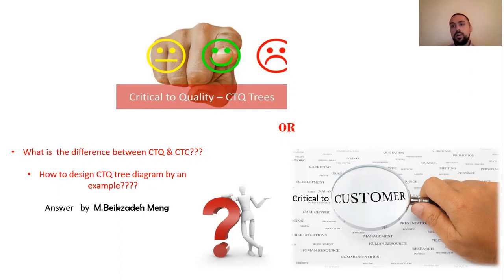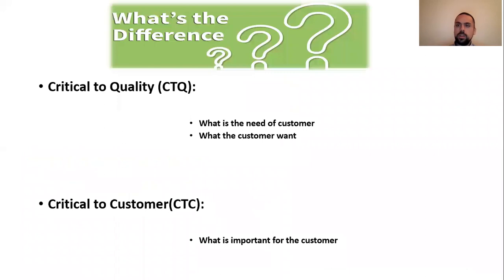Today, first we consider this issue, the difference between CTQ and CTC. And after that, I want to show you guys how we can draw a CTQ diagram by a practical example. So firstly, what's the definition of the CTQ and what's the definition of CTC? Dear friend, about the CTQ, what is the need of the customer and what the customer wants is the critical to quality. But what is important for the customer about the product is the critical to customer.